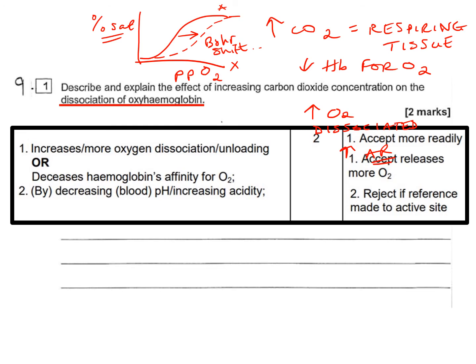Okay, so there's more oxygen dissociation, or more unloading of oxygen, when there's a higher carbon dioxide concentration, because hemoglobin has a lowered affinity for the oxygen, so it's being released. Now, higher carbon dioxide levels in the blood would mean there's a lower pH. So you have to link the idea of more carbon dioxide, or a higher concentration, with a lowered pH in the red blood cell, which causes the release of the oxygen for mark point number 1.